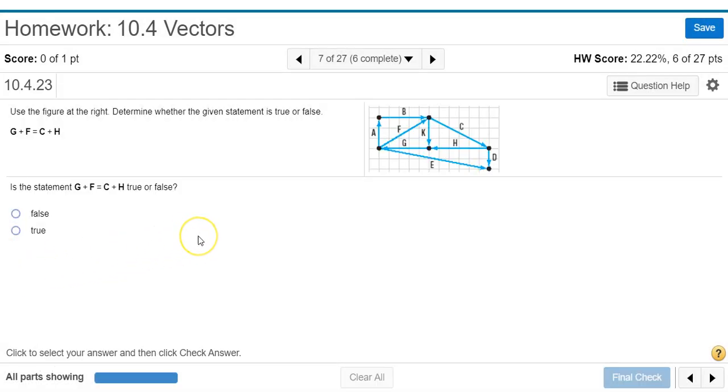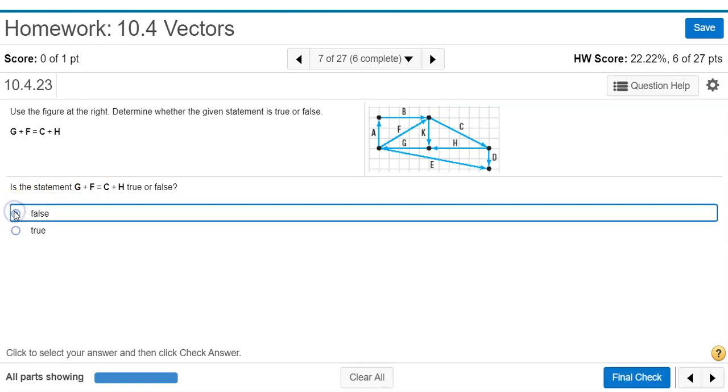Now we have G plus F equals C plus H. So this would be a true statement if both sides start and end in the same place. So let's see. Here's G going to the left plus F, and I'm just following the directions of the arrows. So G plus F will be an arrow going up vertically like this. And then C plus H ends up down here, whereas G plus F ends up at the top. So even though they span the same distance, they are opposites of each other. So this one is false.